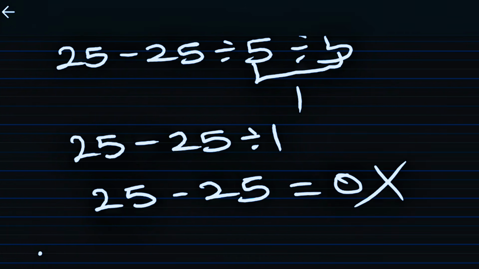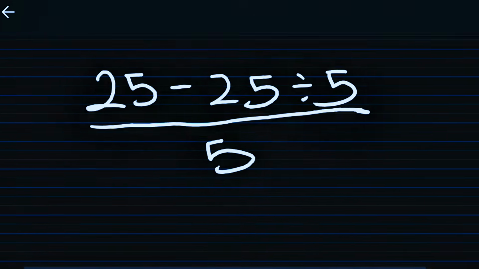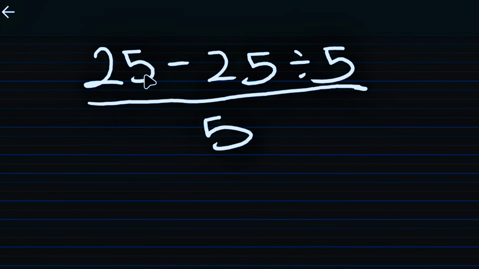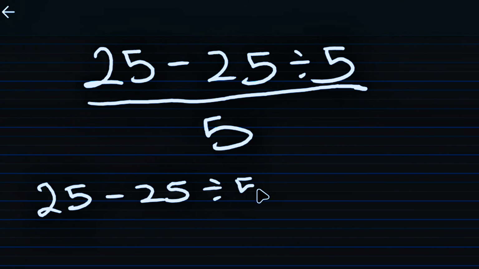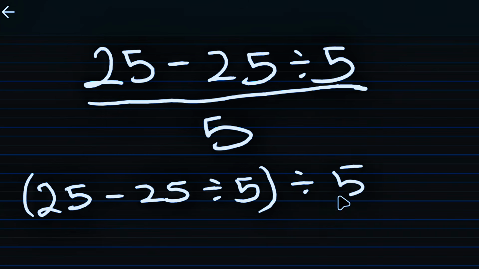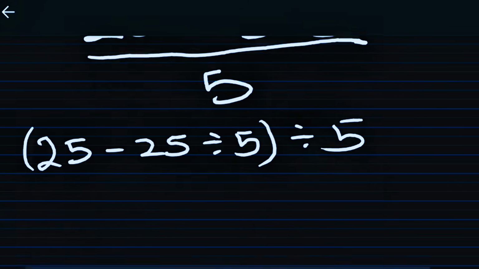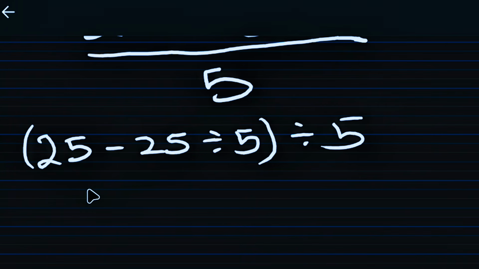But this is totally wrong. Now let me show you how to solve this in the right form. What we are going to do is write 25 minus 25 divided by 5. This will be in parentheses, then divided by 5. This division here is this division line here. Now, according to the order of operations, which is PEMDAS, we will first of all attend to the parentheses.